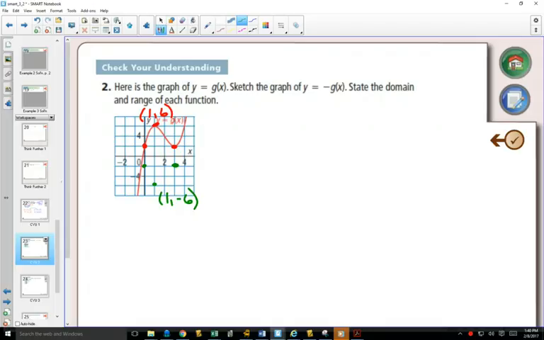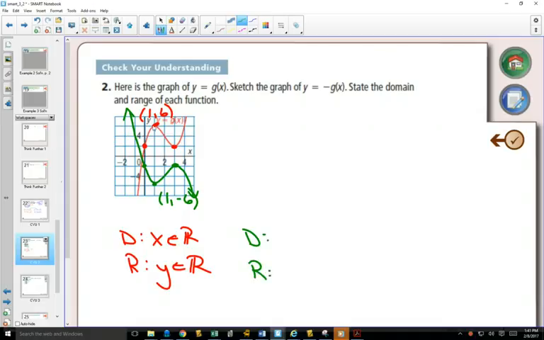What is this graph going to look like? Well, the final graph is going to look like this. Arrowheads on the end. Domain and range of our original one: well, the domain was everything, and the range was everything. For our new graph, even though you multiplied your y values by a negative, your range is still everything.